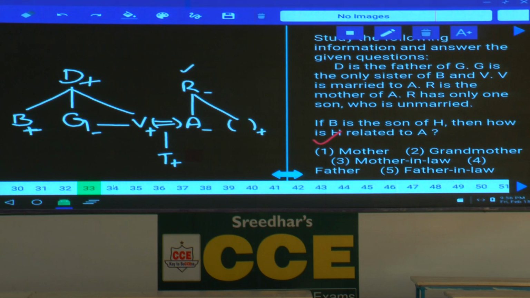Then question number 33, what if B is the son of H? Now B is the son of H means as of now B is the son of D, and B is the son of H as well. Hence D and H are a married couple. Then how is H related to A? Now A's husband is V, husband's mother, spouse's mother, mother-in-law, choice 3 is the answer. Done with this? Now this is about question numbers 31 to 33.